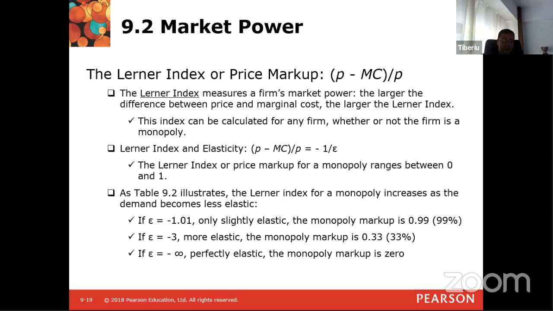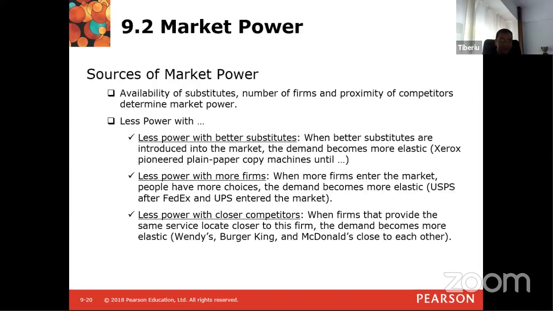So epsilon, the Lerner index or price markup for a monopoly, ranges between 0 and 1. If epsilon is minus 101, only slightly less than minus 1, the monopoly markup is 99%. If epsilon is minus 3, the monopoly markup is 33%. Less power with perfect substitutes: when better substitutes are introduced into the market, the demand becomes more elastic.